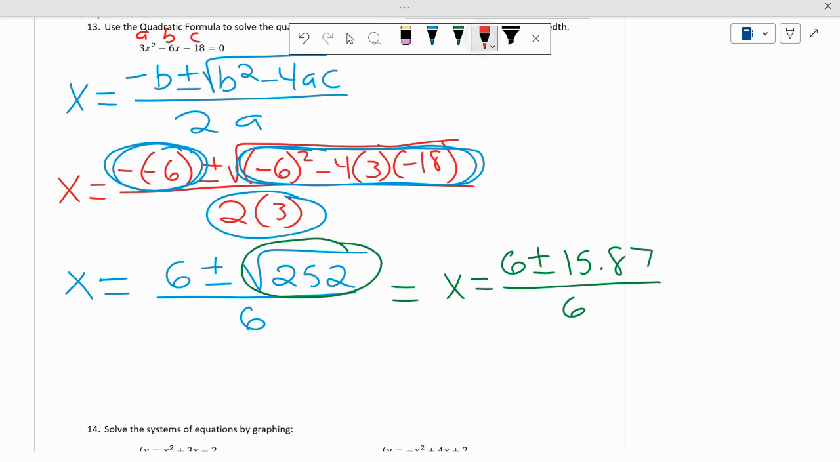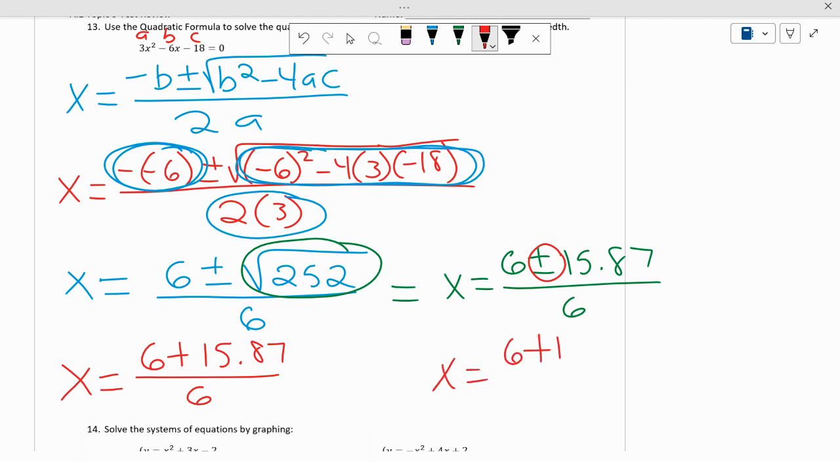Okay, now there's nothing else I can do until I separate these. So I'm going to make two separate answers, one with a plus, one with a minus. X equals 6 plus 15.87 over 6. Sorry, this one's a minus. Minus 15.87 over 6.